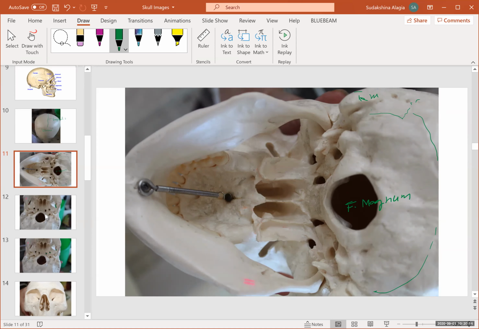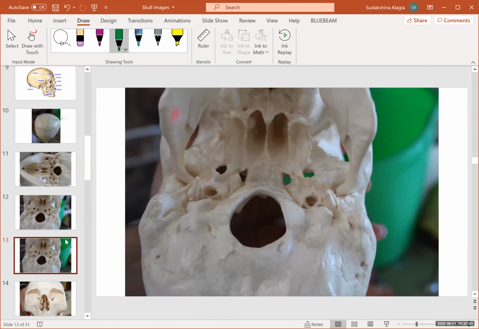So where is the occipital condyle? Let's look at this. If this is where the spinal cord comes in and my entire cranium rotates left to right, where would the occipital condyle be? On either side of the foramen magnum. Can you see bulges here? Yeah.